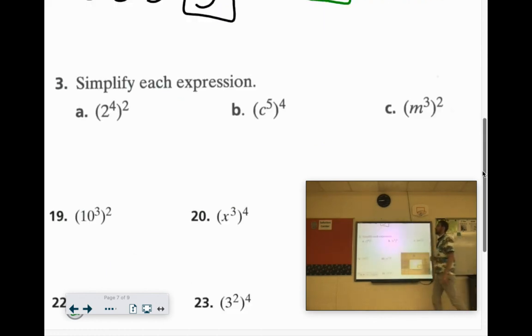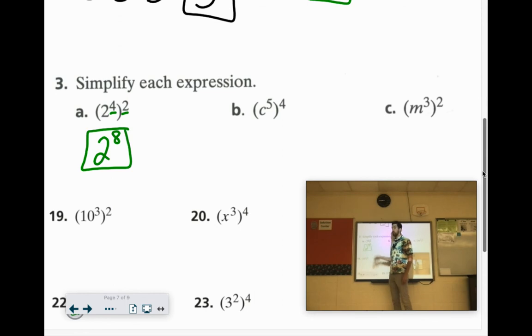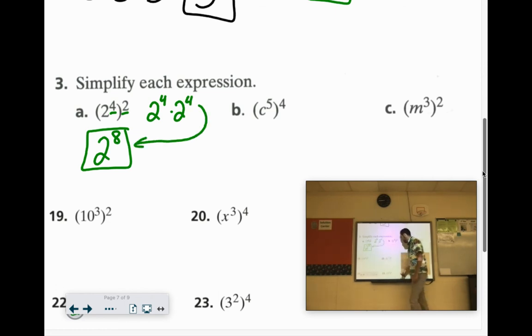2 to the 4th raised to the 2nd. Just multiply the exponents. 4 times 2 is 8. Or if you can't remember that rule, if it's squared, that means times itself. 2 to the 4th times 2 to the 4th, which would also get you 2 to the 8th. C to the 5th raised to the 4th. 5 times 4 is 20.